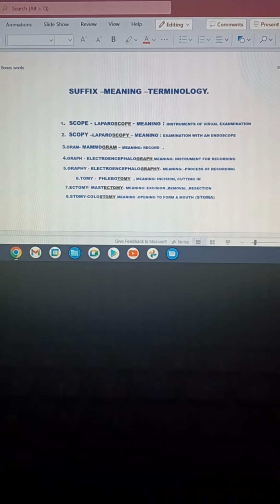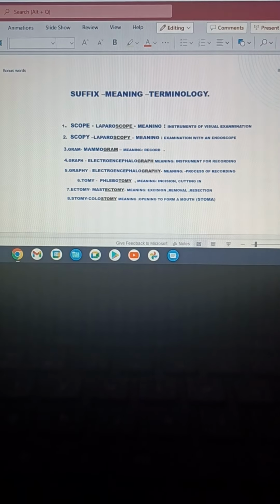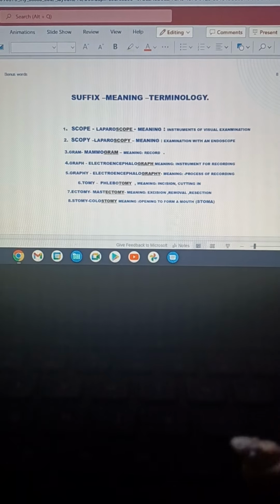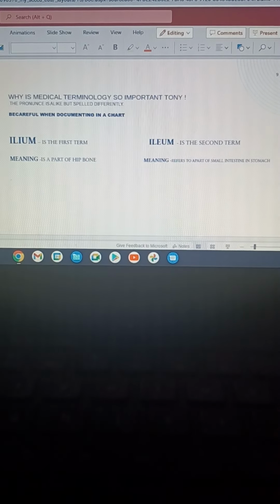So I went ahead and picked these bonus words. They can be a bit confusing. You just have to study really hard, and then use flashcards because flashcards are your friends.